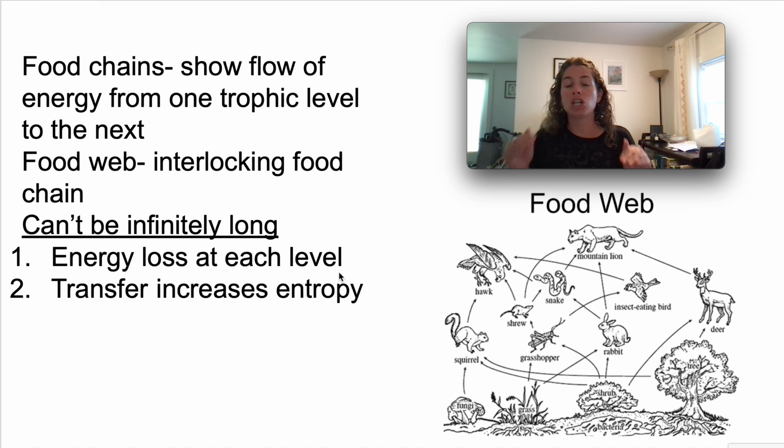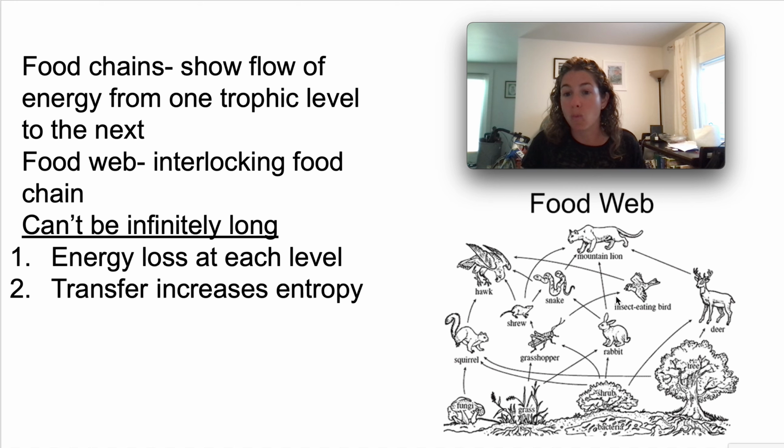Okay, so food chains show this flow of energy from one trophic level to the next. They are very simplified, especially if they're just showing one producer and one consumer. Ecosystems are not built this way. There are multiple producers, and there are multiple consumers at every level. So I've shown a food web. It's basically an interlocking chain. This is even a very oversimplified version.